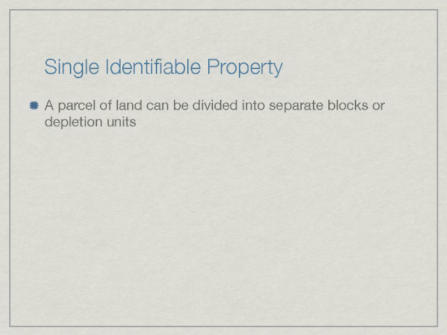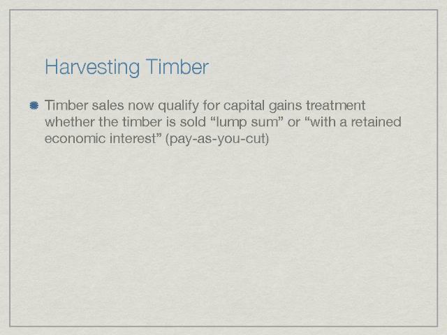A parcel of land can be divided into blocks or separate depletion units called single identifiable properties. Blocks may be more efficient for claiming basis and expensing replanting.